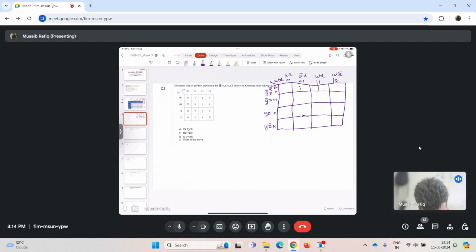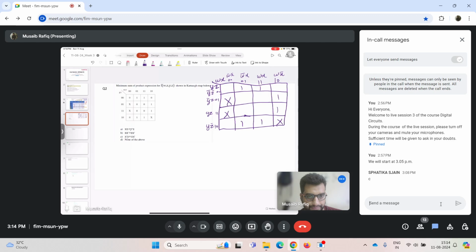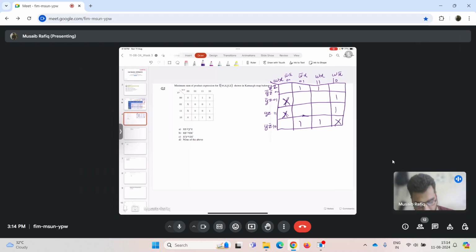Now the given is 1, 1. I will not write zeros because they are of no interest to me, as it's a sum of product expression that I am looking at, and 1, 1. Now I have some different markings here, x here, x here, x here. Can anyone write in the chat box what these are called? Yeah, they are called don't care. Thank you. So these are called don't care.